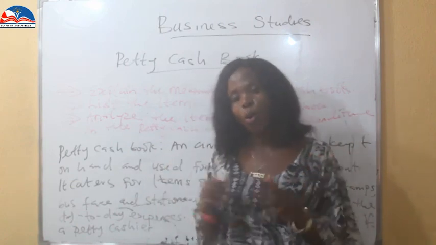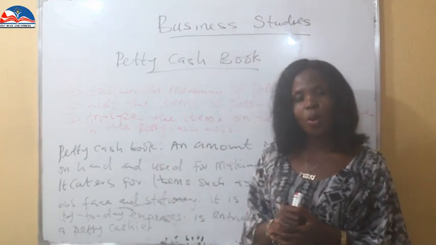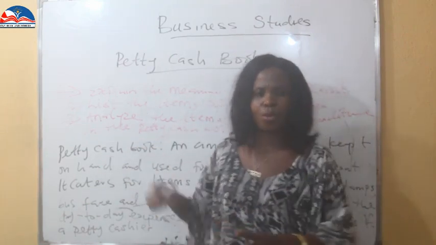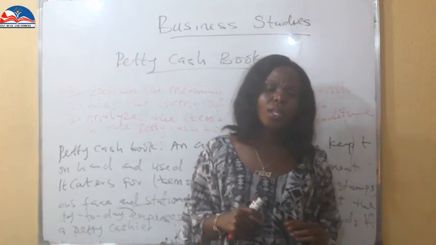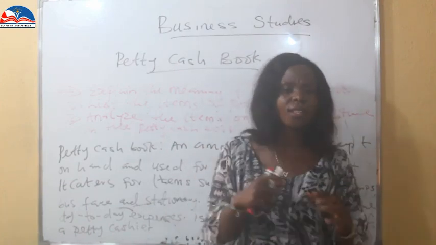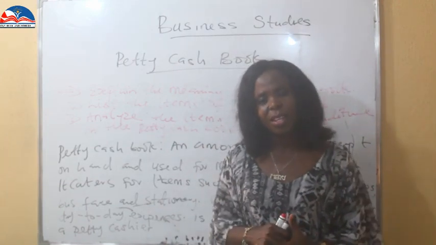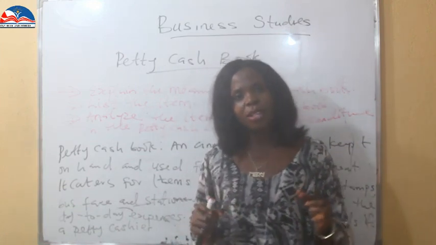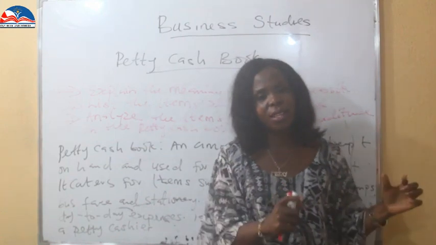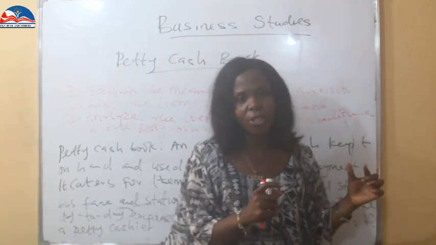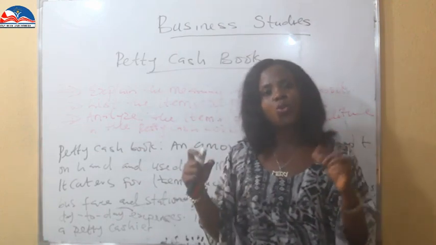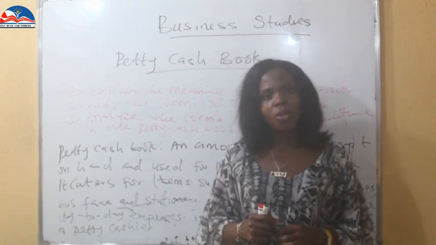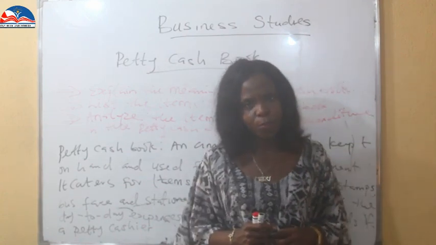Petty means small. So when we say petty cash book, that is a small book of account. Now, why do we say that the petty cash book is a small book of account? It is a small book of account because it is a kind of account where an amount of money is set aside in the hands of the petty cashier to handle some day-to-day expenditure that comes to a department or the organization.